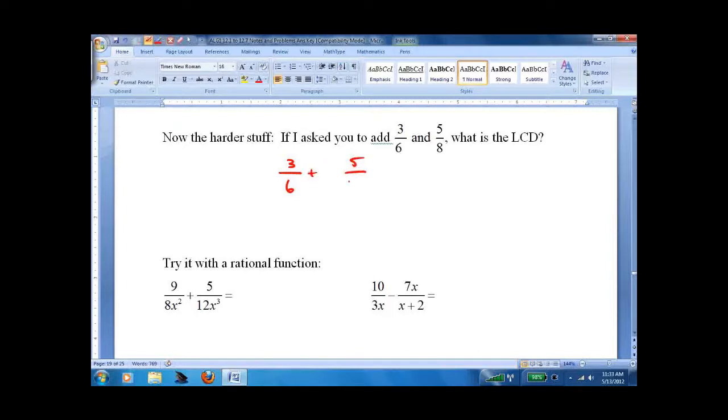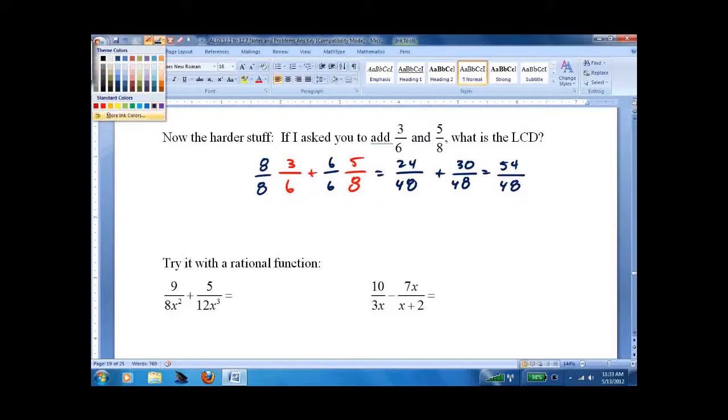I like to write it again, leave myself some space, and just go 8 over 8, 6 over 6, multiplying by 1. 8 times 3 is 24 over 48, 30 over 48, 54 over 48. And when I'm done, then I say, can I reduce? 2 goes into both of these, 27 times, 24 times. 3 goes into both of those, 9 times, 8 times. And that's my final answer.